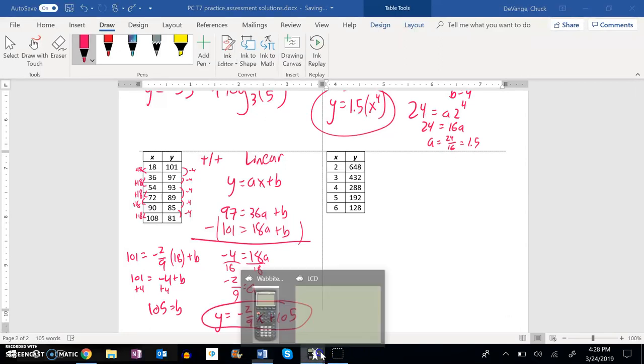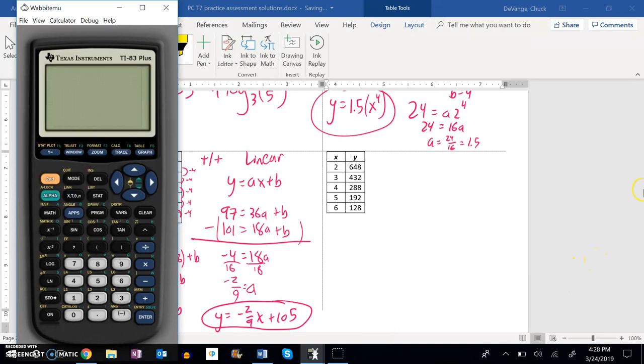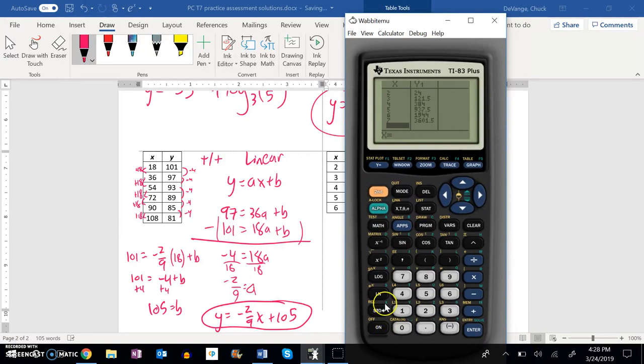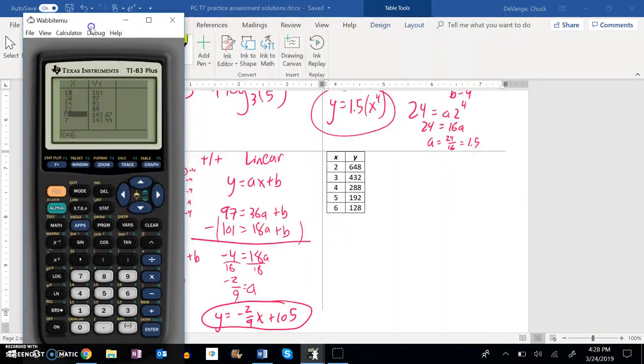Let me check it on the calculator. Negative 2/9 times x plus 105. Need a plus sign in there. And I had 18 gives me 101, 36 gives me 97. It's feeling good. 54, 72. Yep, that sure is a match. Great. So there's that one.